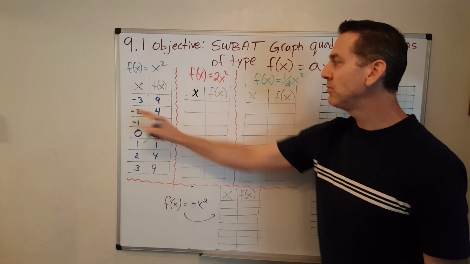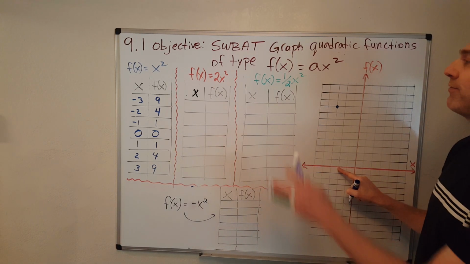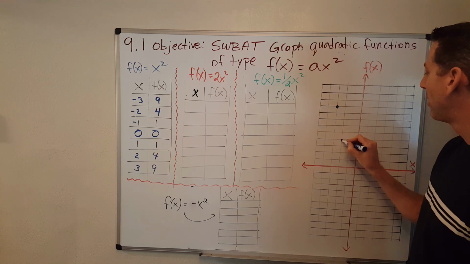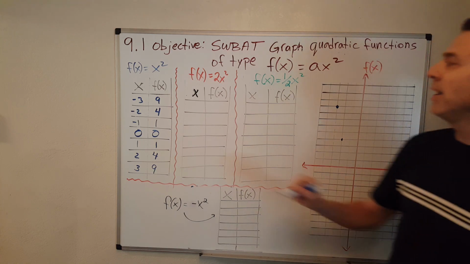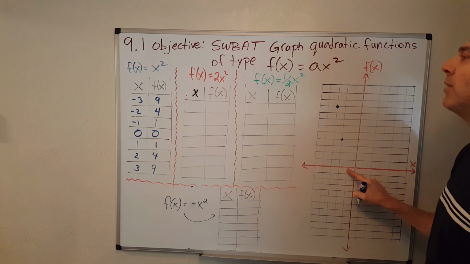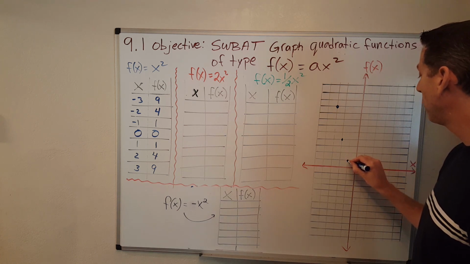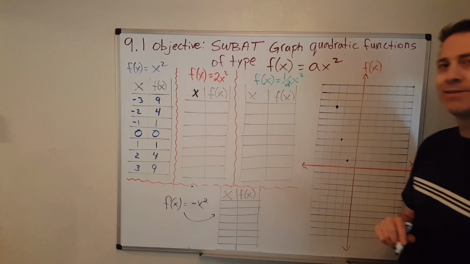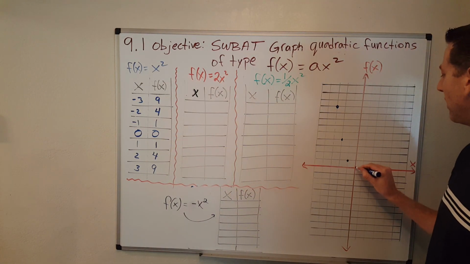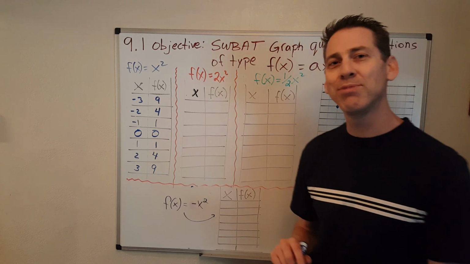All right, how about at x equals negative 2? 1, 2. F of x equals 4: 1, 2, 3, 4. And now at x equals negative 1, I simply go over 1. My f of x equals positive 1, so I go right there. And at x equals 0, of course, f of x equals 0. So I have half of my parabola here.